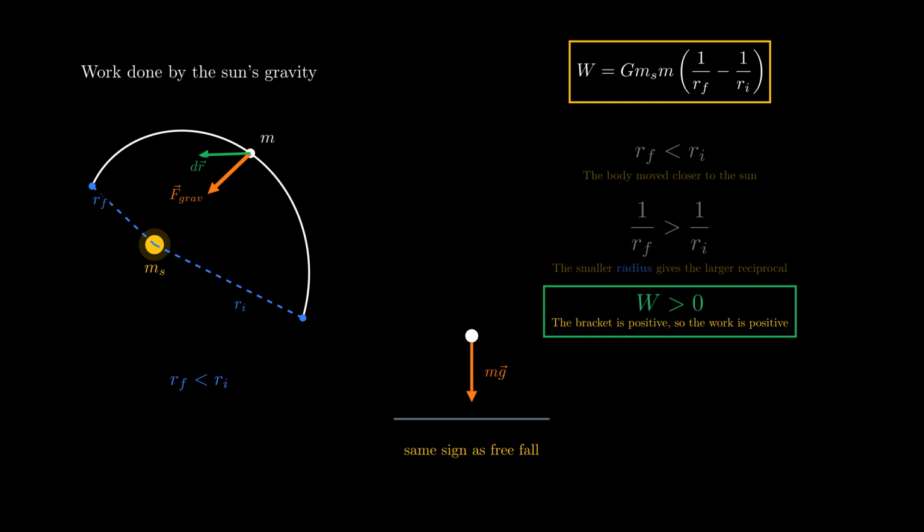2 observations before we move on. First, the answer depends only on the 2 radii, not on the shape of the path between them. Second, if the distance does not change at all, a circular arc, the work is 0 because the force stays perpendicular to the motion. Second example, same geometry, different force.